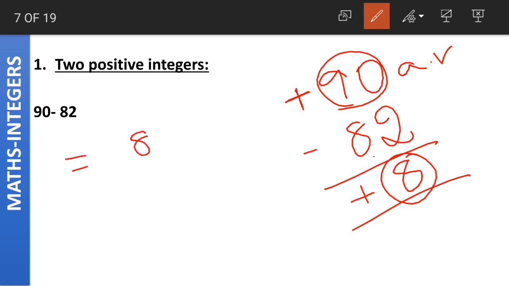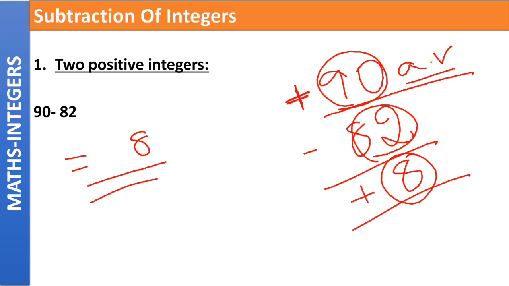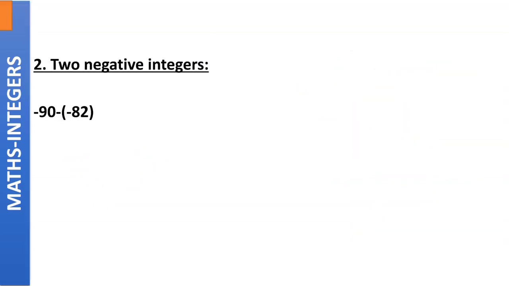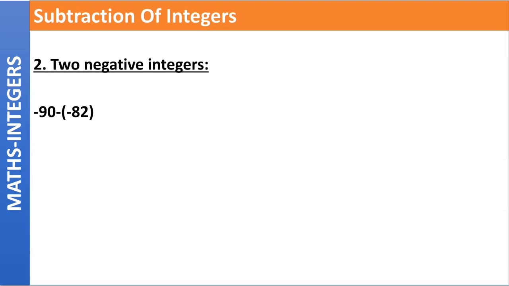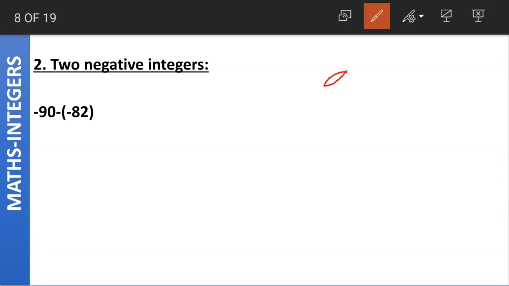We subtracted the smaller absolute value from the larger absolute value, and then we put up the same sign as the number with the larger absolute value. The number with larger absolute value is 90. It is a positive integer, so the answer will also be a positive integer. The next case can be two negative integers. When two negative integers minus 90 and minus 82 are given.